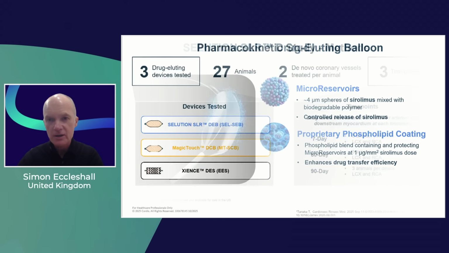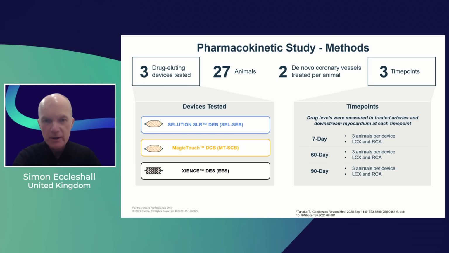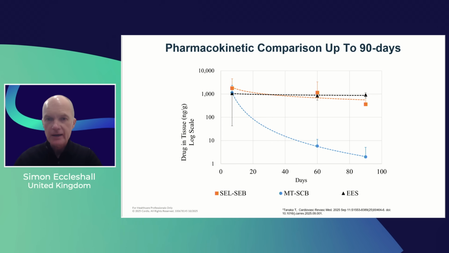So does this actually work? This has been looked at by Lopes Finn's group. They studied 27 animals with 3 different devices: the SELUTION balloon, the Magic Touch sirolimus balloon, and the Xience drug-eluting stent, with different vessels at different time points in these animals. And what they showed is essentially that the SELUTION SLR delivers drug over the same time period to the same extent as a standard drug-eluting stent does. So that's telling you that it's there for long enough to do all the work that we're hoping that it will do.